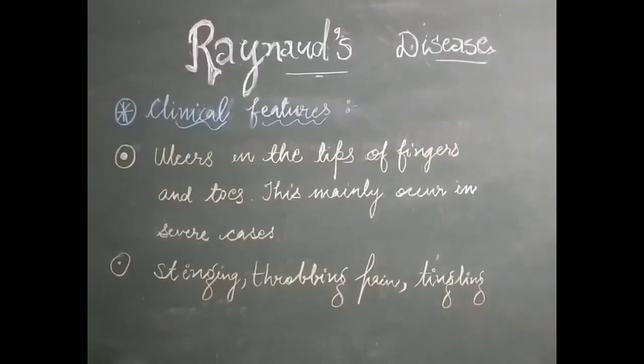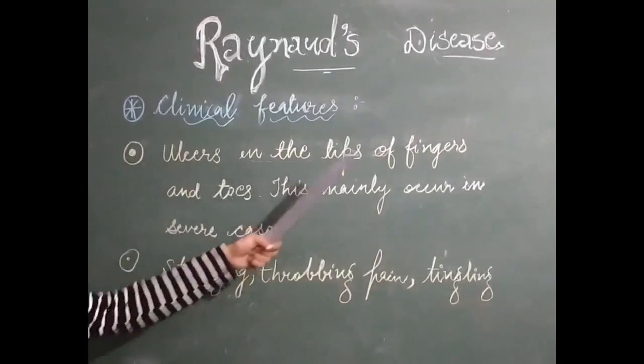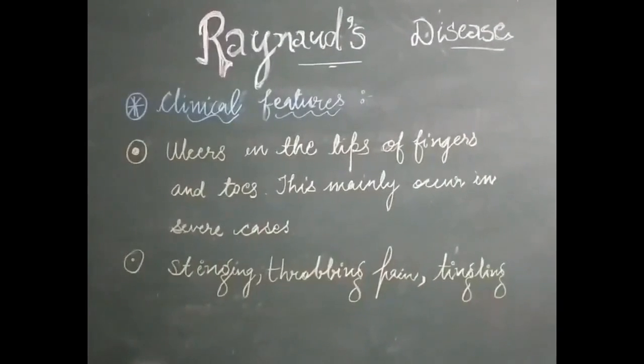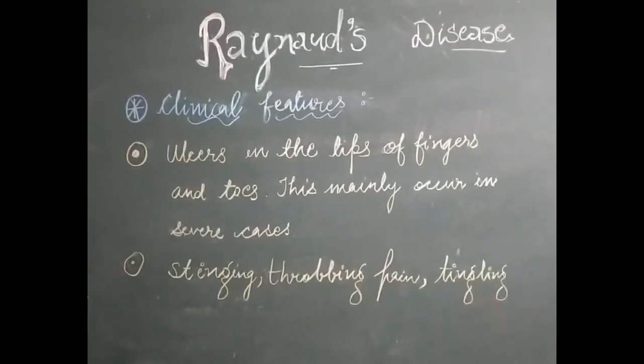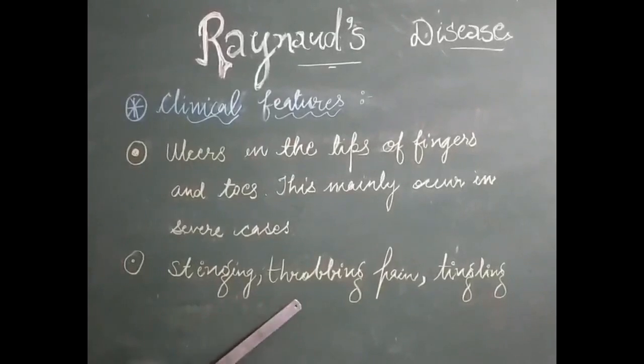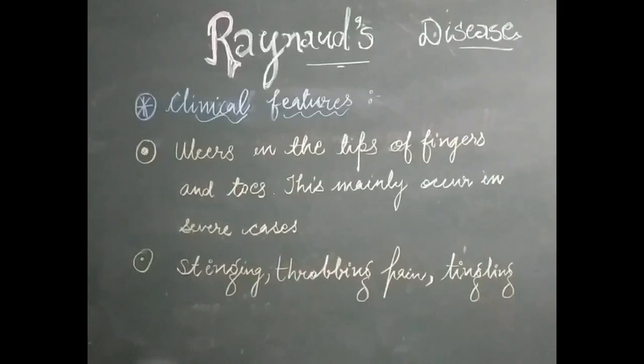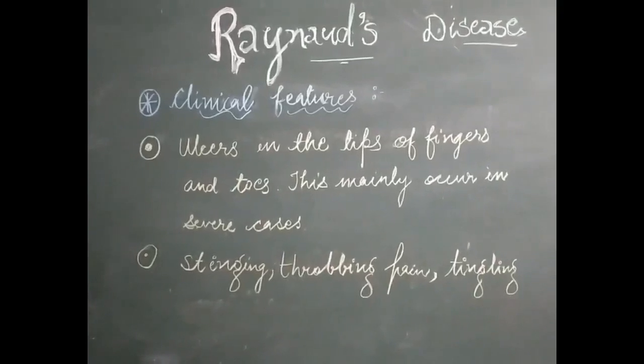Now in the severe cases, ulcers in the tip of the fingers and toes mainly occur in the severe cases of the Raynaud's phenomena, and stinging, throbbing pain or tingling mainly occur in the toes or fingers if the person is having Raynaud's.